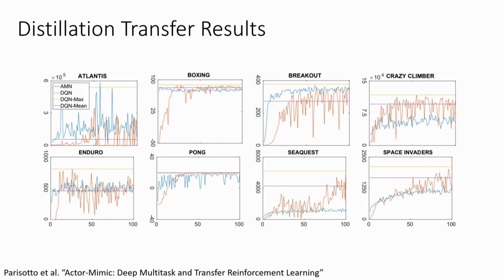So in these graphs, the orange line shows a naive RL algorithm learning from scratch. It's actually the Q-learning algorithm that you had on homework 3. And the blue line shows the actor-mimic policy, which is sharing knowledge across the different games. What you can see here, which is fairly typical for these kinds of transfer learning methods, is that in some cases it helps a fair bit. For example, the breakout game learns a lot faster here. And in some cases, it actually hurts. For example, the crazy climber game does a bit worse.